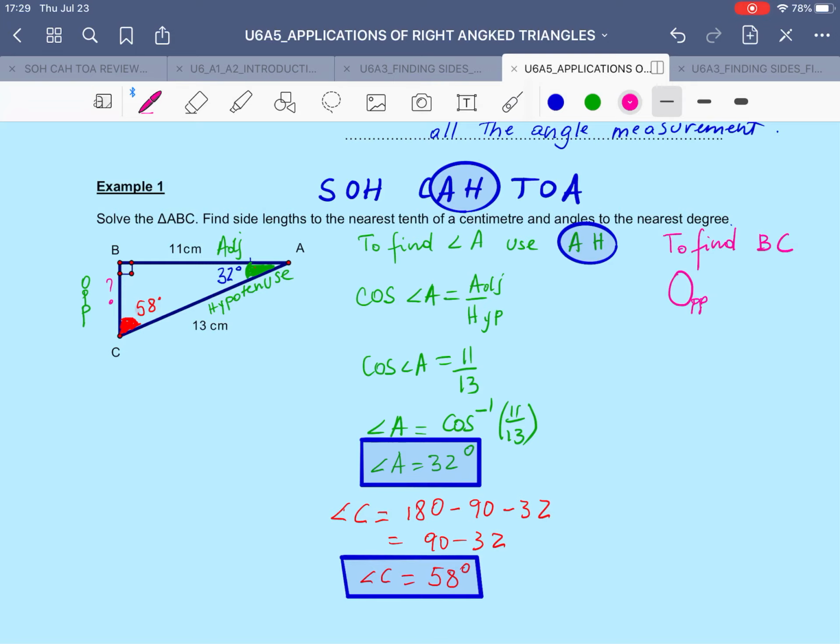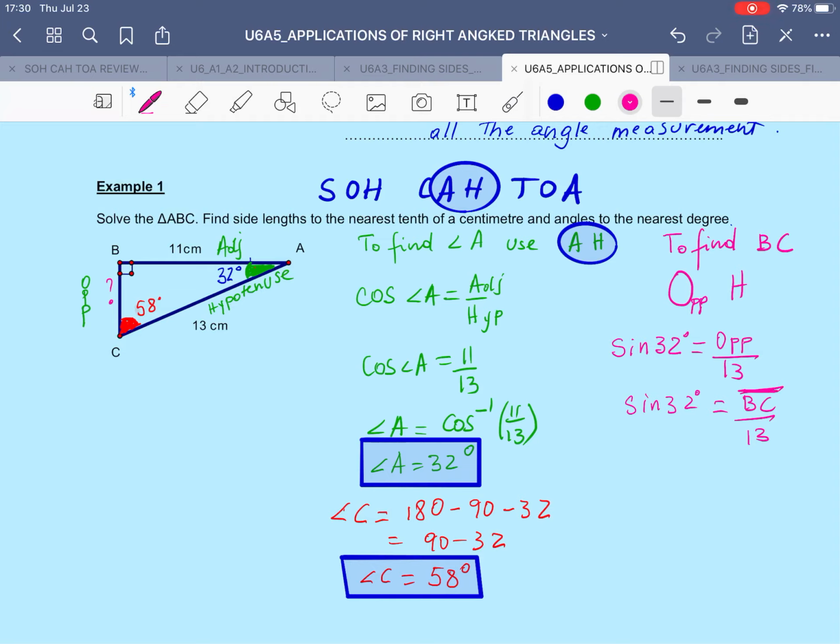And we have to choose what ratio to use. So I can use the hypotenuse just for the fun of it, and if I use the hypotenuse, that means that I have to use the sine ratio of the angle 32. And the sine of 32 equals opposite, which we don't know, over hypotenuse, which is 13. So sine 32, in other words, is equal to the opposite, the length BC, over 13.